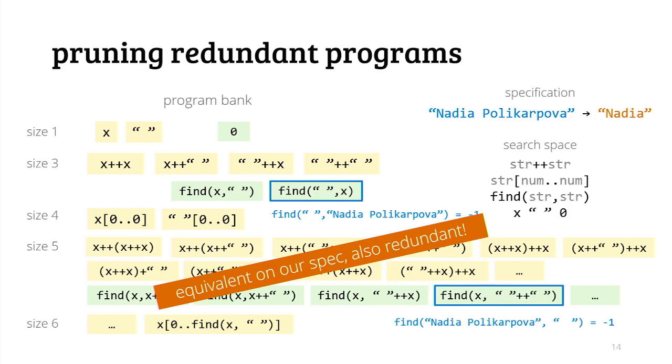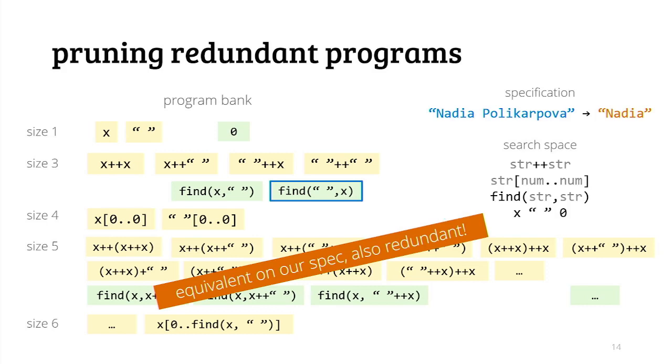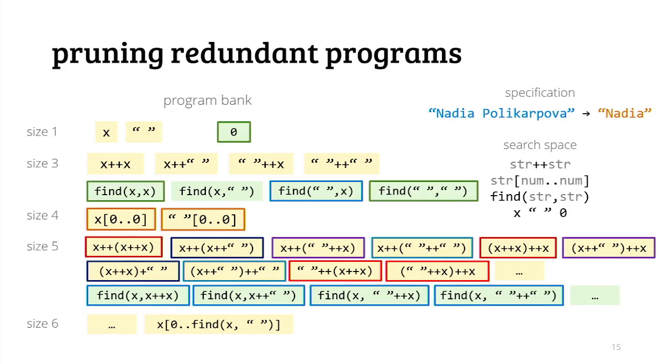And as you're composing programs together, other inputs are also not going to make a difference, right? So basically, the idea is the programs are also redundant if they're just equivalent on the specification. So in this case, we can also remove the second program. And so this is called observational equivalence, right? So when programs are equivalent on the inputs from the specification.